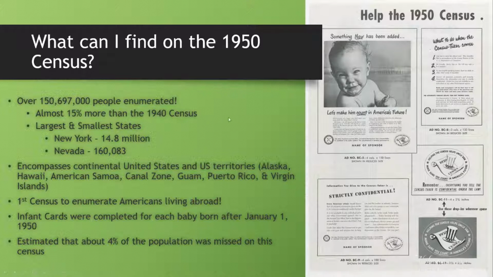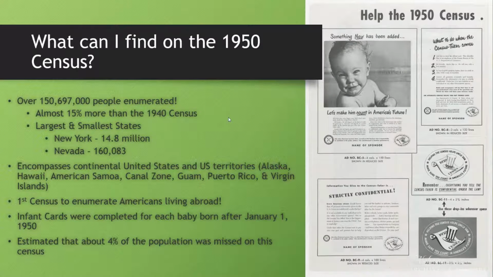And this 1950 census, if you'll remember, Hawaii and Alaska are not states yet, but they are encompassed in the census records. They have their own census records that are taken. They're not with the continental U.S. ones, but other territories, American Samoa, the Canal Zone, Guam, Puerto Rico, and the Virgin Islands are also included in these. And I'll have an example later of what those individual census records look like for those places.